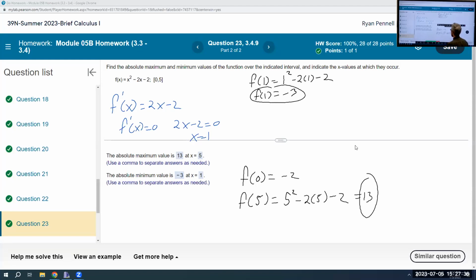The absolute min or max for this, well, I found it was negative 3, which I found by taking the derivative and setting it equal to 0. There's a possibility that in certain examples that would only be a relative min or max. With restricted domains, you have to check both the critical points and the restricted boundaries. Okay, so keep that in mind.